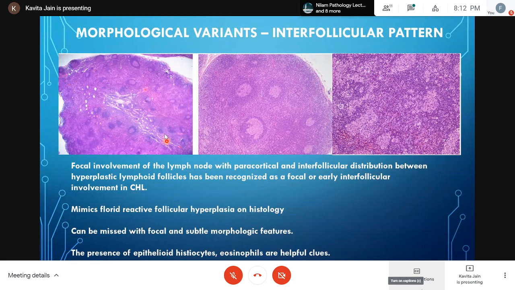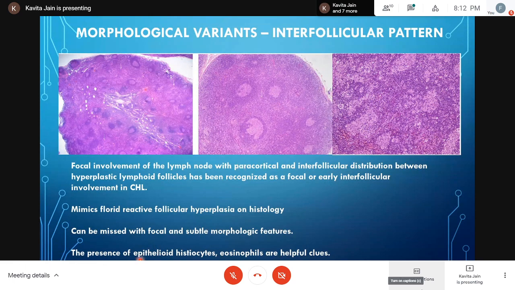So what happens is, at low power, we just see the lymph node and say it is reactive, and we'll just put a BCL2 probably to prove that these are not follicular lymphomas, and this is no. But I suggest that if we have a good clinical history, we should always try to go to the high power and look at the paracortical areas, because they are just focal and have subtle morphological features, so they can be easily missed.